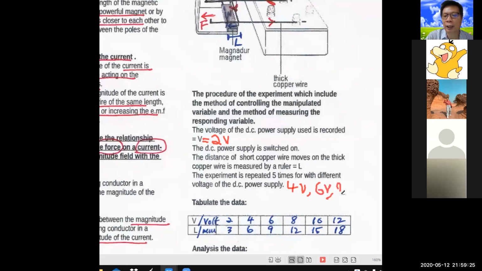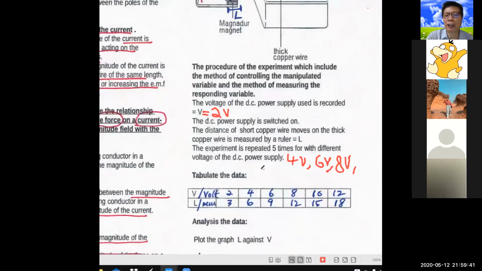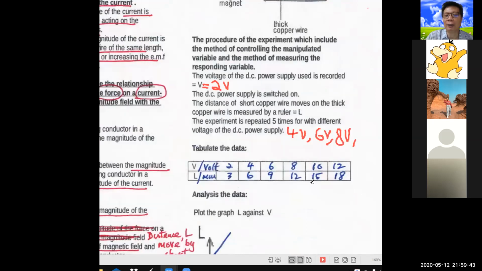6 volt, 8 volt, and so on. Okay, copy here. We started with 2, you repeat with 4, 6, 8, 10, 12 volt, okay? Understand? Then, the last part is tabulation of data, a table. Table, you do need to put this one.